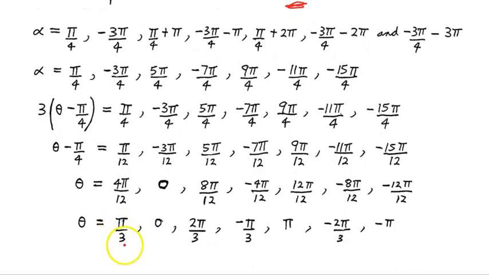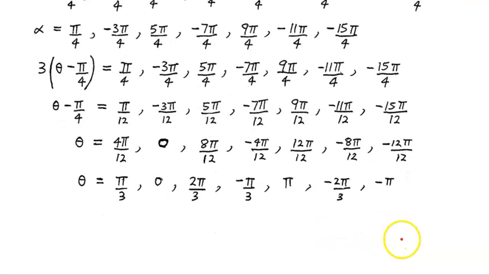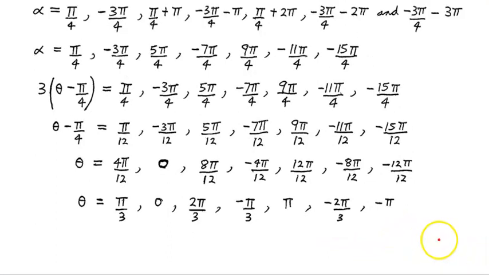So simplifying: pi on 3, 0, 2 pi on 3, minus pi on 3, pi, minus 2 pi on 3, and minus pi. So there are our solutions for tan of 3 times theta minus pi on 4 equals 1. All right, that's it then. Done.